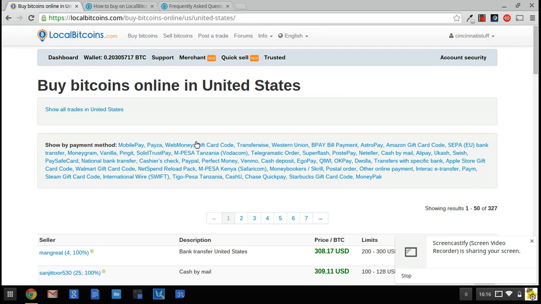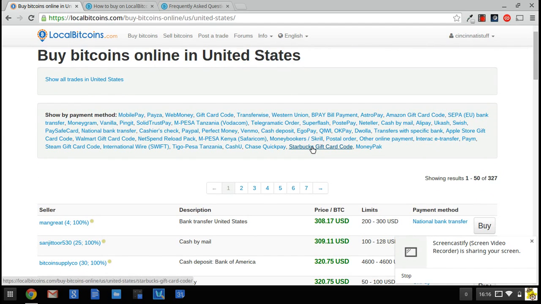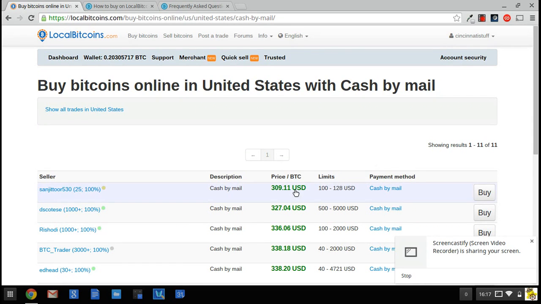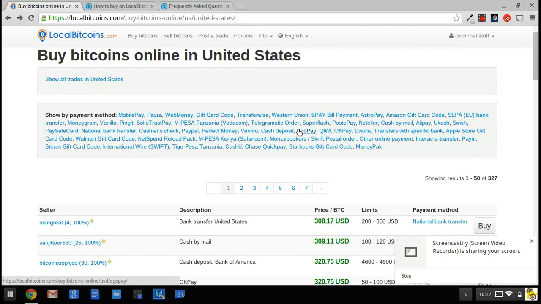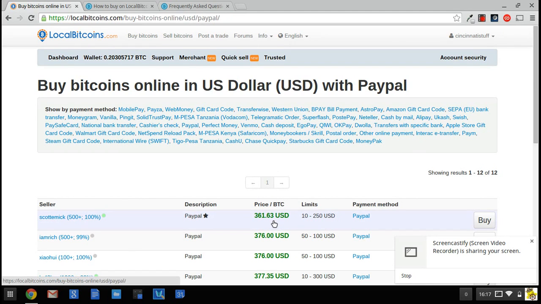Next thing you're going to do is you have all these different methods of payment. Now, some of the payment methods are going to be a lot cheaper than the others, and that's because of a whole lot of things. PayPal, for example, is rife with scams. MoneyPaks are too. Some of the things like cash by mail, because it is hard to scam someone when you send them cash, has a lower payment rate than MoneyPaks. So see 309 there for cash by mail, as opposed to PayPal, which you're looking at 361.